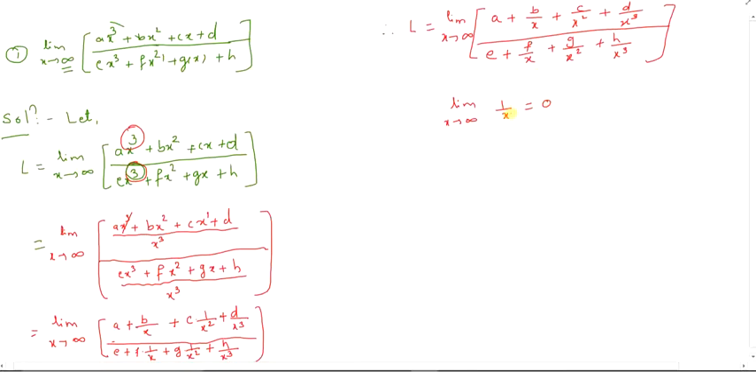Now, if we have x to the power 1 or square or whatever, it tends to 0 only. Therefore, L is equal to limit, and there is no need to write limit. Now, we can directly substitute the value of the limit: a plus b into 1 by infinity, plus c into again 1 by infinity. There is no need to write infinity square, whatever it is, it remains infinity only. Again d into 1 by infinity.